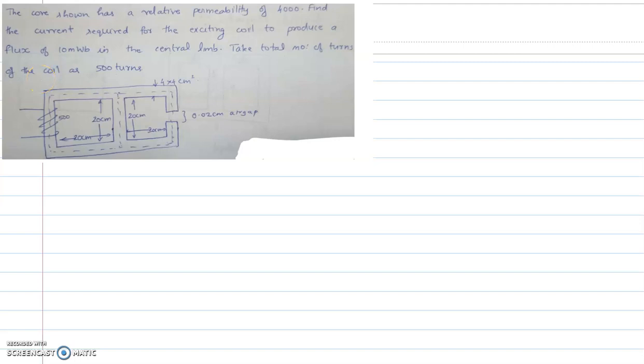So here a parallel magnetic circuit is given to you. The relative permeability of the iron is given as 4000. You are asked to find out the current required in order to produce a flux of 10 milliweber in the central limb. Since the question mentions the central limb, we will take the conventions left limb, central limb and the right limb.